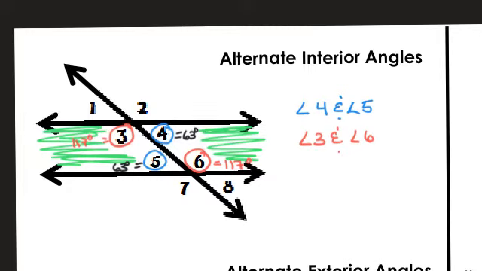Angles 3 and 5 equals 180. Angles 3 and 4 equals 180. Angles 4 and 6 equals 180. So angles 4 and 5 are both 63, and angles 3 and 6 are both 117. And they work together as alternate interior angles.